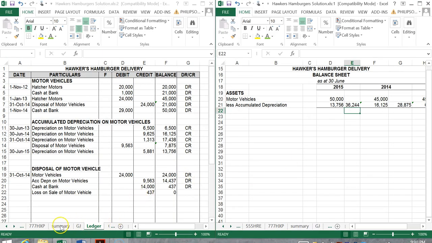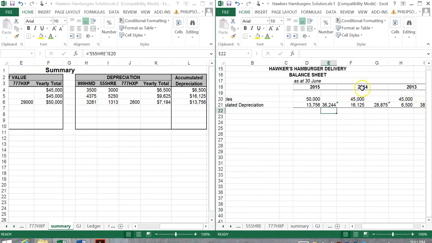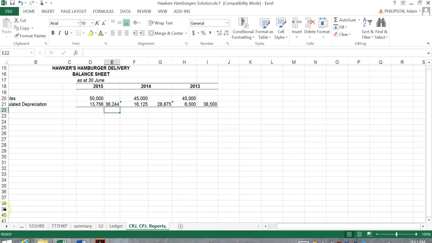If you wanted to double check, well, we're not doing this step anyway: 2013, 2014, 45, 45, 2015 is 50, and accumulated depreciation, 13,756, 16,125, and 6,500. So this should marry up with your ledger and also marry up with your summary. Alright, back to where I was.